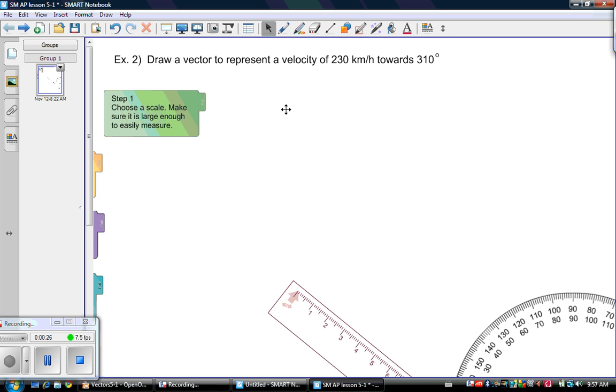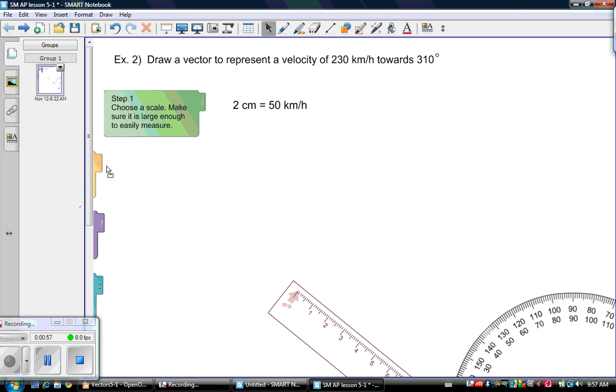With this one, 230 kilometers, 1 to 10 is a little too big. So let's go with maybe 2 centimeters is equal to 50 kilometers. Roughly, if you think of it as 250, as an estimate, you're going to be looking at around a 10 centimeter scale on your paper. Because what this means is for every 2 centimeters we draw on the paper, we have 50 kilometers per hour with regards to our vector.